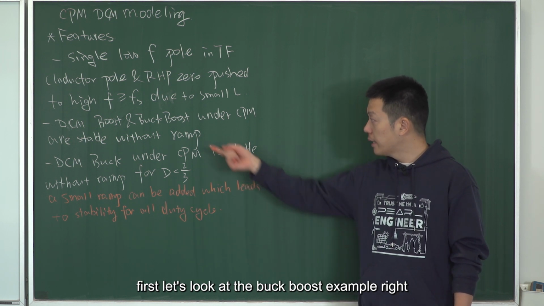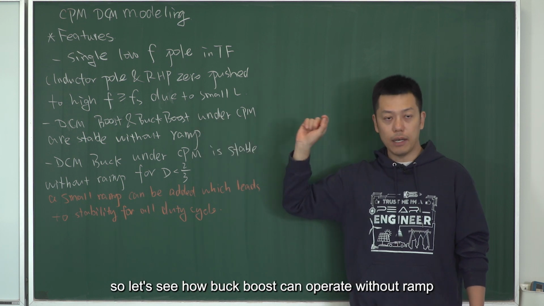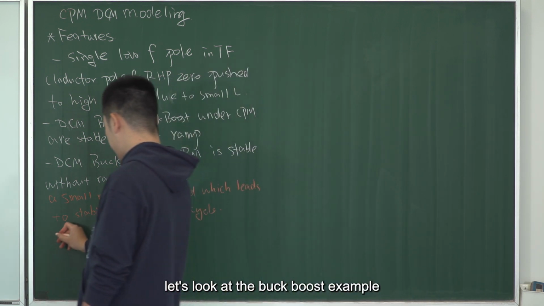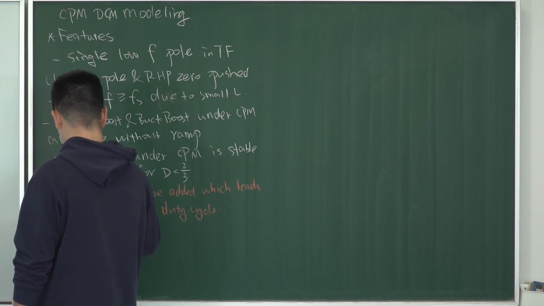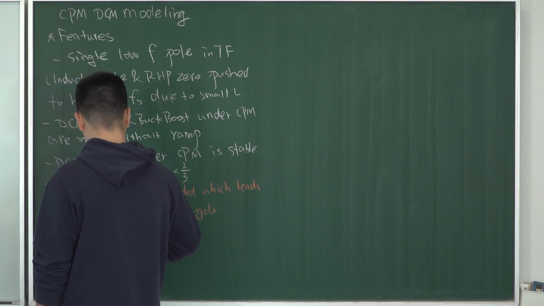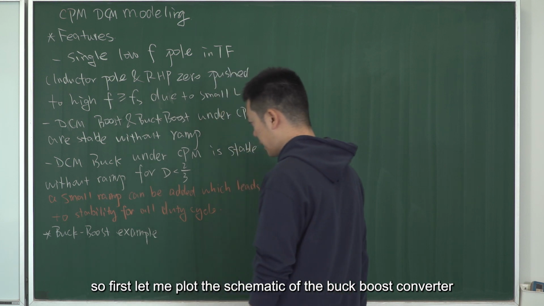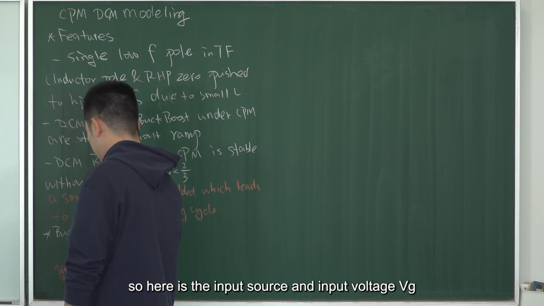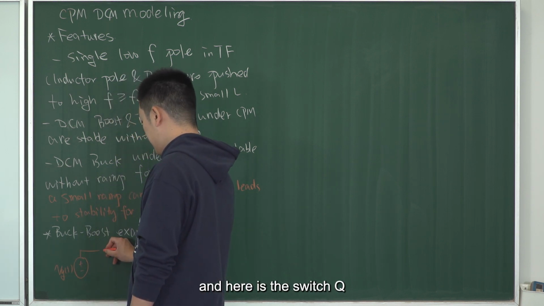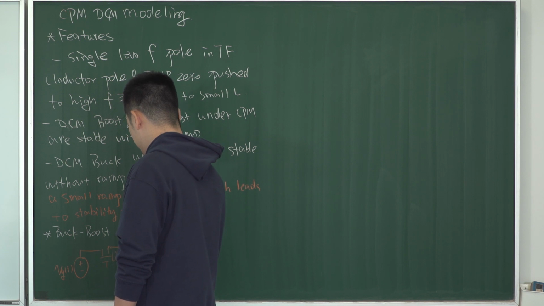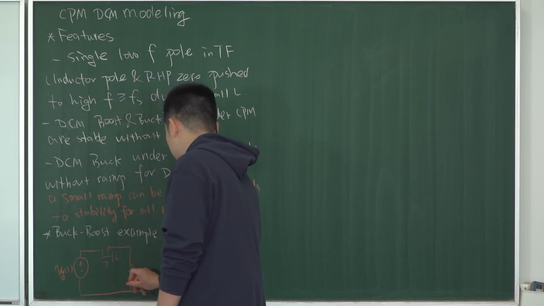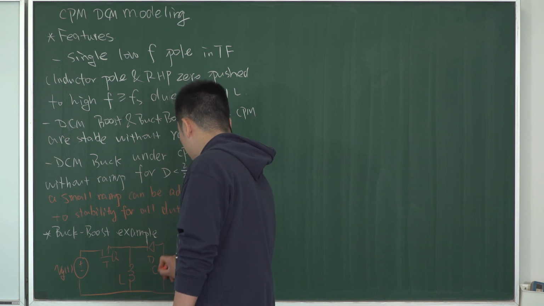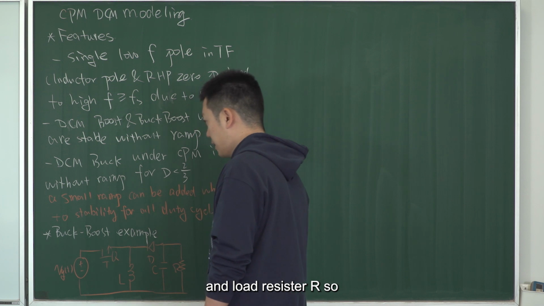So first, let's look at the buck boost example, right? So let's see how buck boost can operate without ramp and achieve stable. So now let's look at the buck boost example. So first, let me plot a schematic of the buck boost converter. So here is the input source and the input voltage VG. And here is the switch Q. And here is the inductor L. Here is the diode D. And the filter capacitor C. And load resistor R. So here is the output voltage.